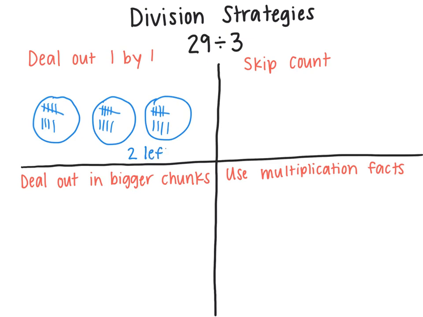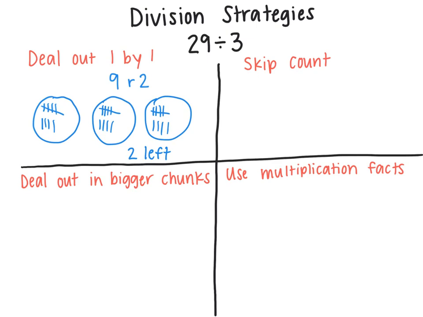left. So after dealing them out 1 by 1, I would count how many are in each circle, which would be 5, 6, 7, 8, 9. So my answer would be 9, with 2 left, which we would call a remainder. So a remainder of 2. So my answer is 9, remainder 2.